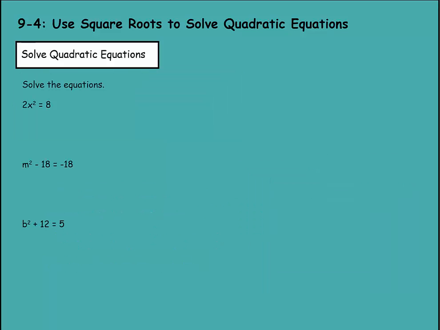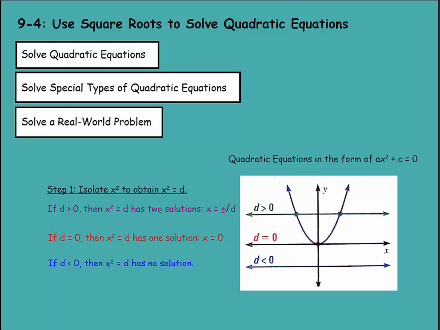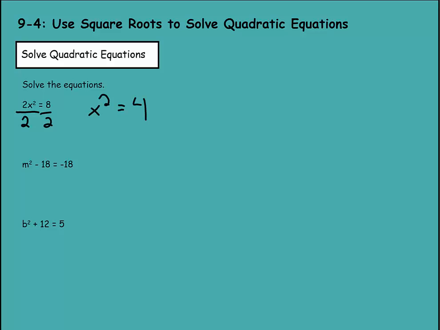It tells us to solve the equation 2x squared equals 8. Well, we need to isolate the x squared, so we can divide by 2 on both sides. Our new equation is x squared equals 8 divided by 2, which is 4. Since 4 is greater than 0, it's going to have two solutions, the positive and negative square root of 4. The positive square root of 4 is 2, and the negative is negative 2. So x could equal positive 2 or negative 2. Another way to write that is positive or negative 2, with that symbol. So our answer is x equals positive or negative 2.